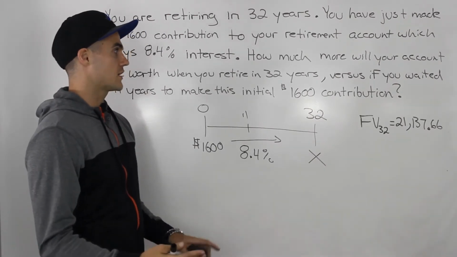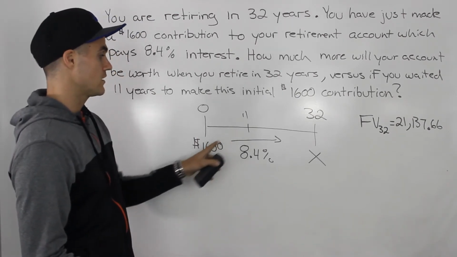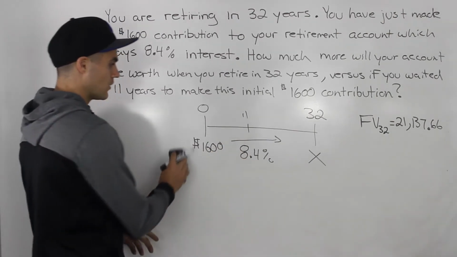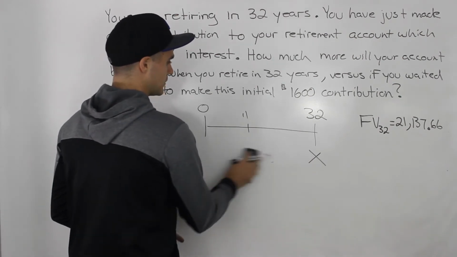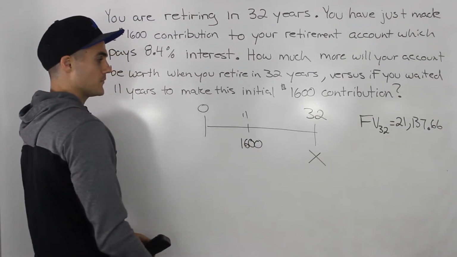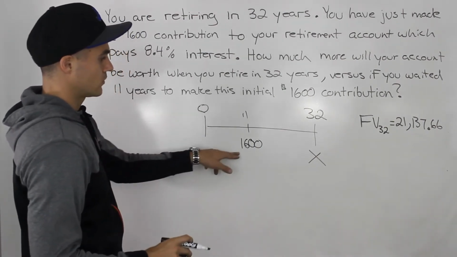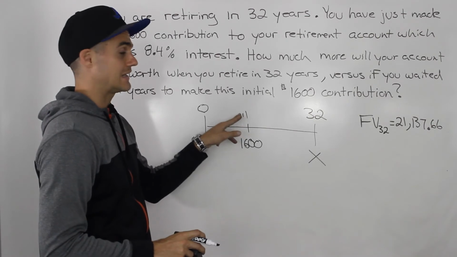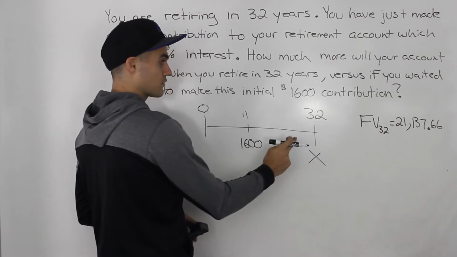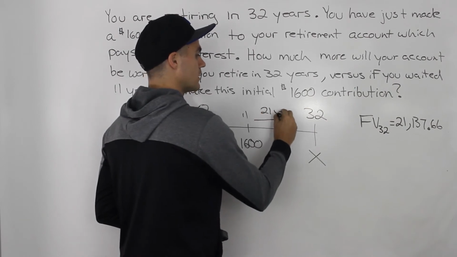Now, what about the other scenario? What if you wait 11 years to make this $1,600 contribution? So what if instead of at time zero, you invest $1,600 at time 11? Well, now you're going to have a different timeline because this $1,600 is shifted over. It's going to be in year 11 now. So let's just keep this part of the timeline. We're investing the $1,600 now in time 11. And so it's not going to compound for 32 years. 32 minus 11 gives us 21 years.